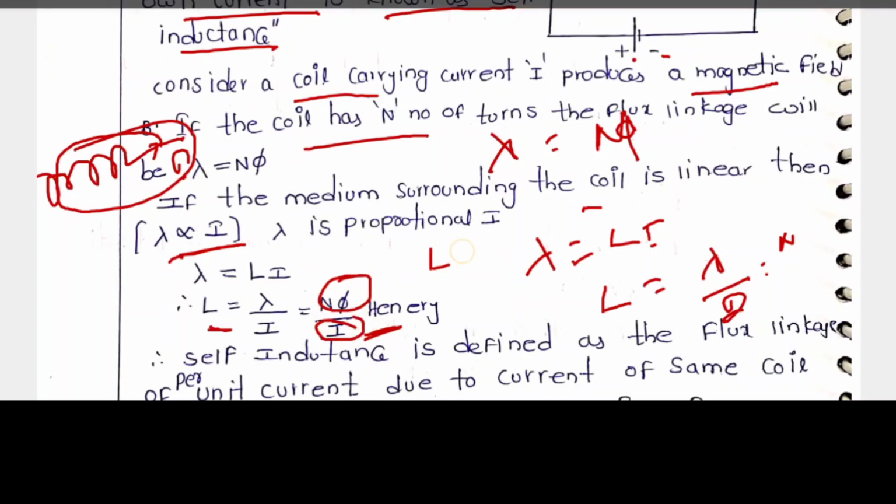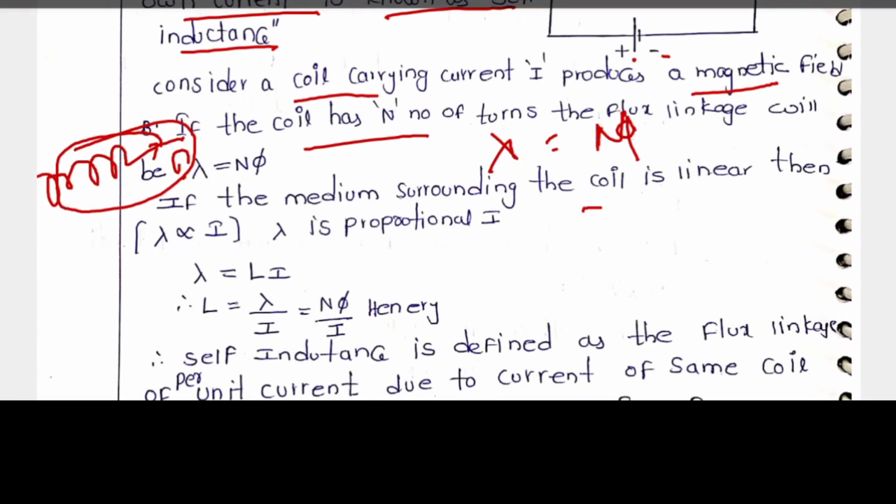Self-inductance is defined by the simple formula L equals N phi by I, or lambda by I, that we have to remember. Self-inductance is also defined as the ratio of flux linkage divided by current, N phi by I, in Henry. Inductance is always measured in Henrys.